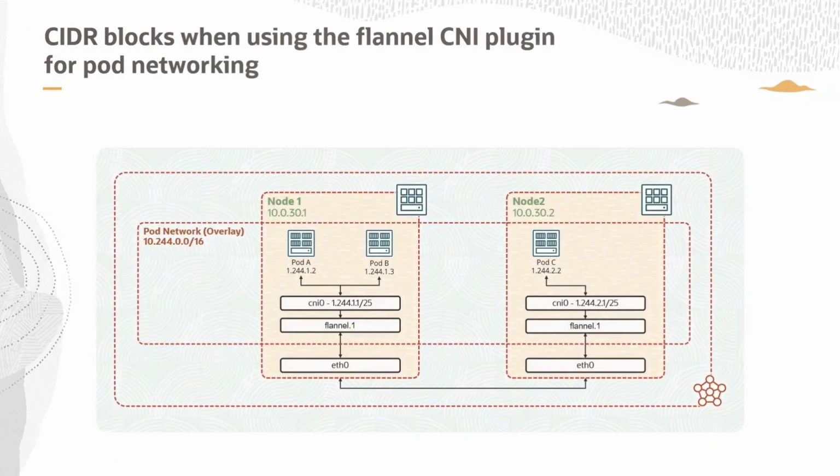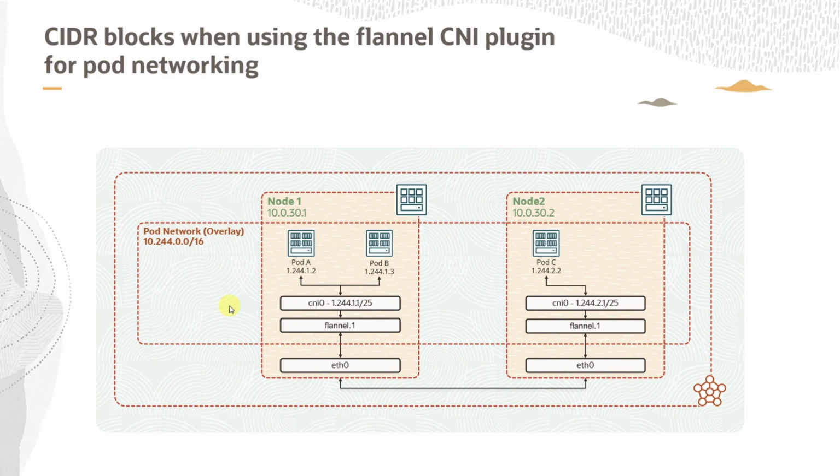Let's understand the Flannel CNI plugin for pod networking with the help of this diagram. When creating a cluster with Container Engine for Kubernetes and using the Flannel CNI plugin for pod networking, you specify CIDR blocks for the Kubernetes service, as well as CIDR blocks that can be allocated to pods running in the cluster. Now, there are a few things that you must note when using Flannel CNI plugin for pod networking.